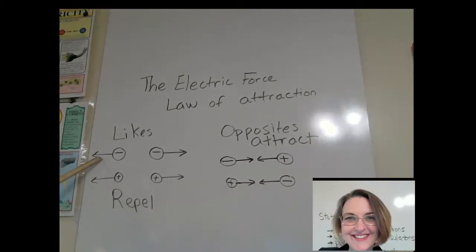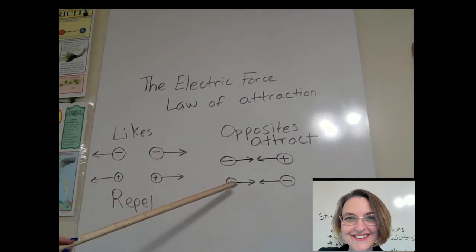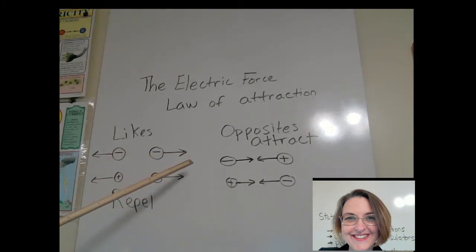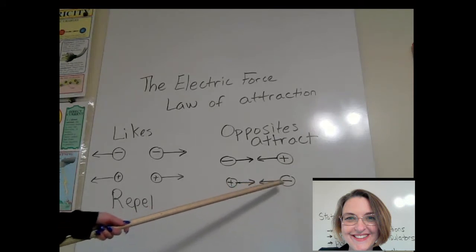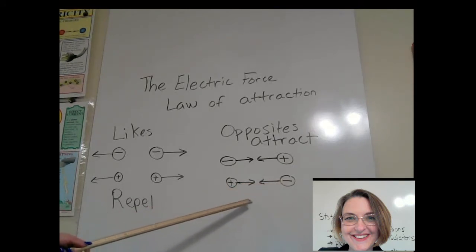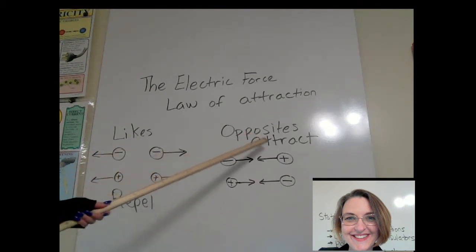The law of attraction in electricity goes like this. Like charges repel and opposite charges attract. If you have a positive charge and it comes into contact with another positive charge, then it will repel with an equal and opposite force. Similarly, if you have a positive charge and it comes in contact with a negative charge, it will attract with an equal and opposite force. The equal and opposite force is due to Newton's third law of motion. Forces come in pairs. And so the law of attraction in electricity is that likes repel and opposites attract.